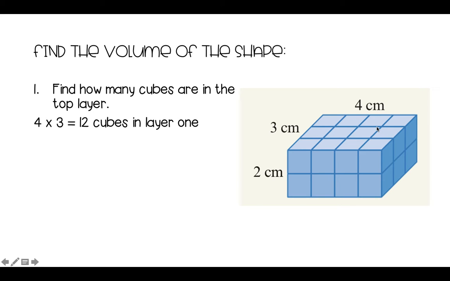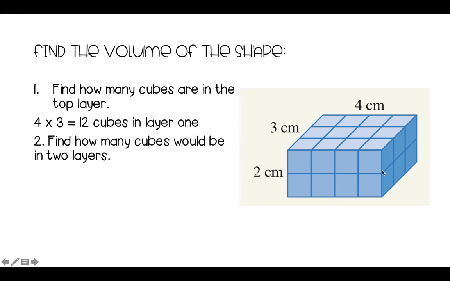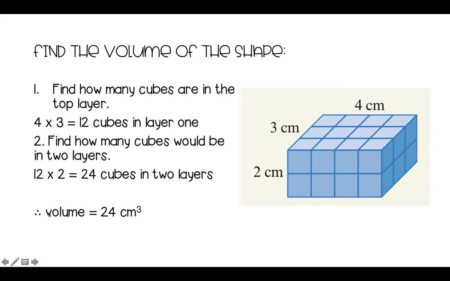But that's just one layer. There's 2 layers here. So what we're going to do is find how many cubes would be in 2 layers. To do this, we go 12, which is how many are in the top layer, times 2, which gives us 24 cubes in 2 layers. So then we say therefore, which is what these 3 dots mean, therefore volume equals 24 centimeters cubed.